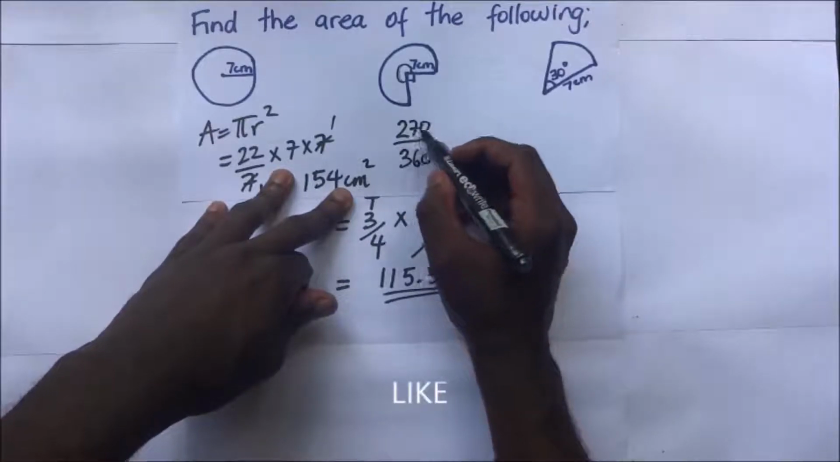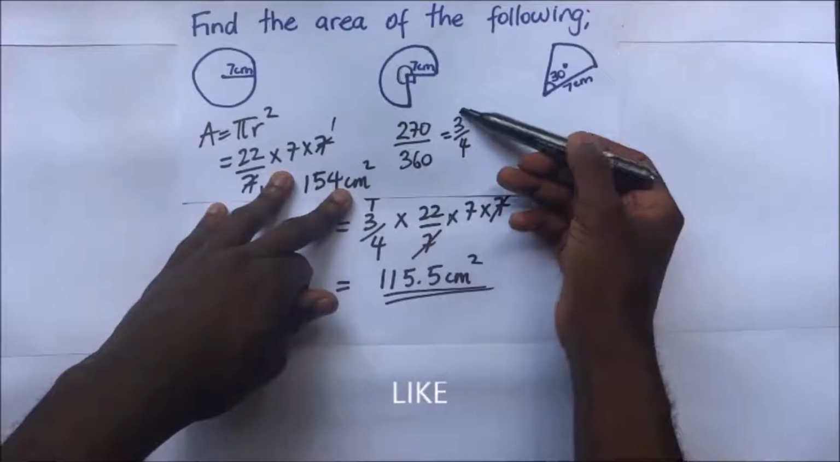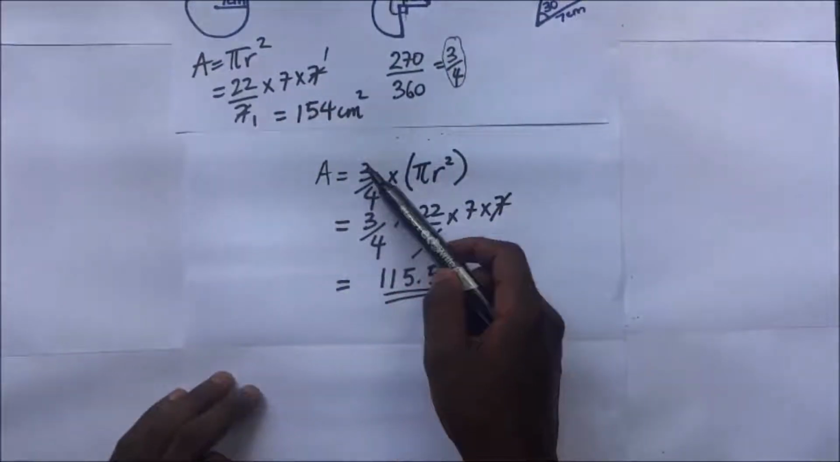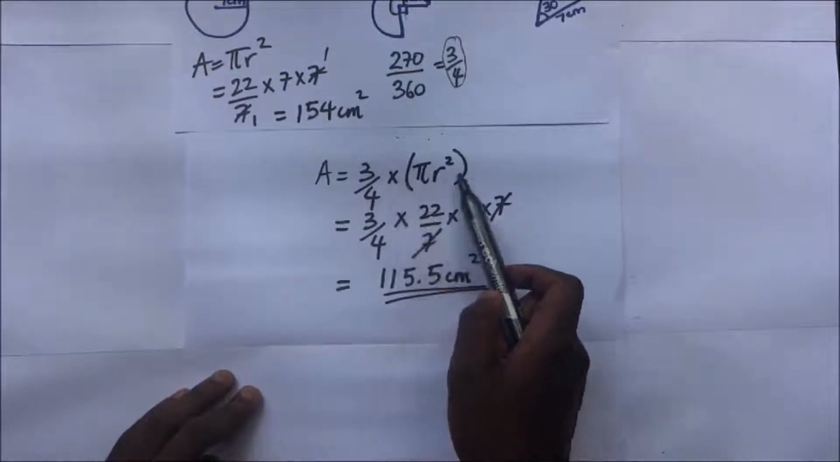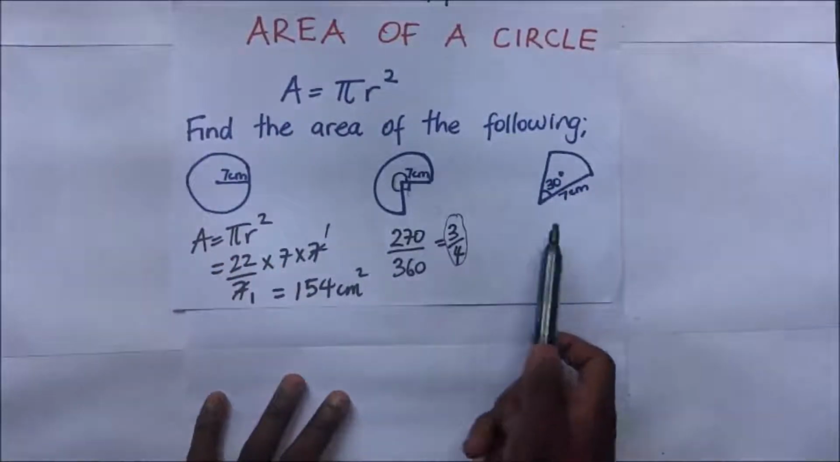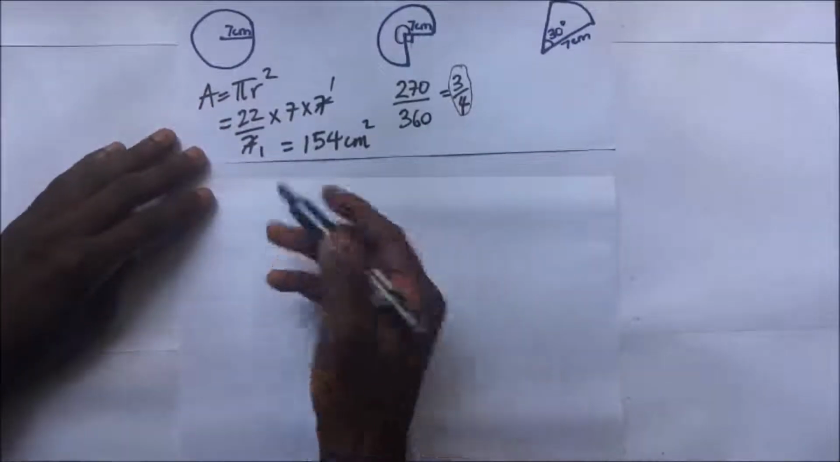And 270 divided by 360 gives you 3/4. And so, having known the fraction of this, that is how we started it off, by saying it's 3/4 of the whole circle.